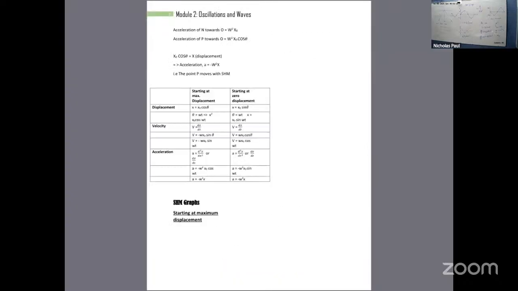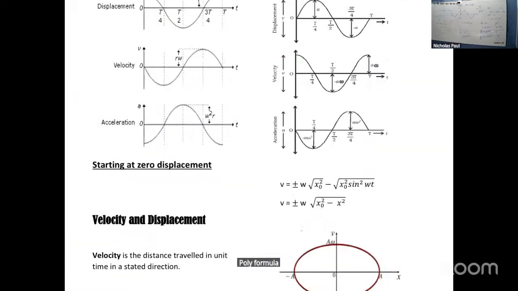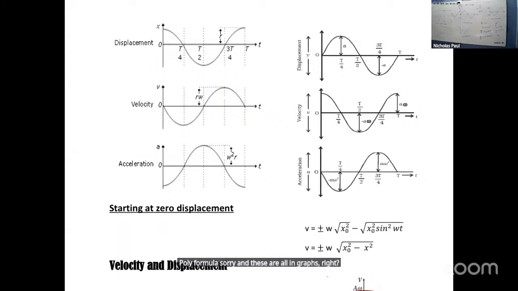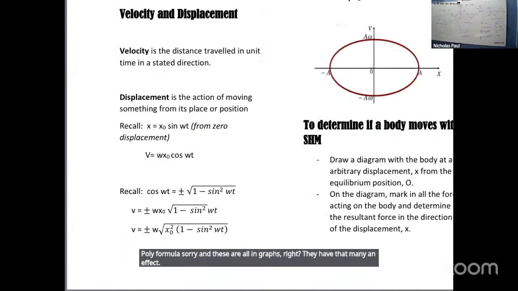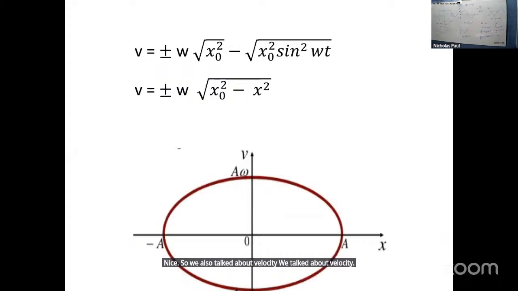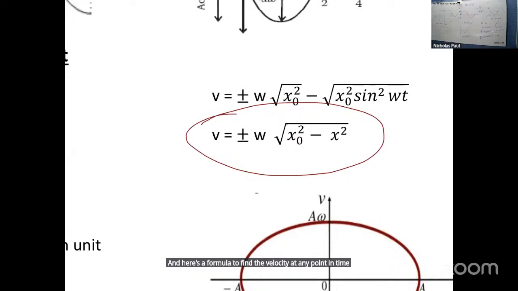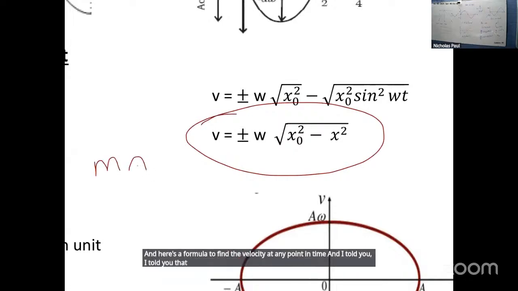Right? We talked about all the graphs. Here's a table of all the formulas, sorry, and these are all the graphs, right? You have them in your notes, right? Nice. So we also talked about velocity. The formula for velocity, and here's a formula to find the velocity at any point in time. And I told you that maximum velocity is v equal to omega x naught.